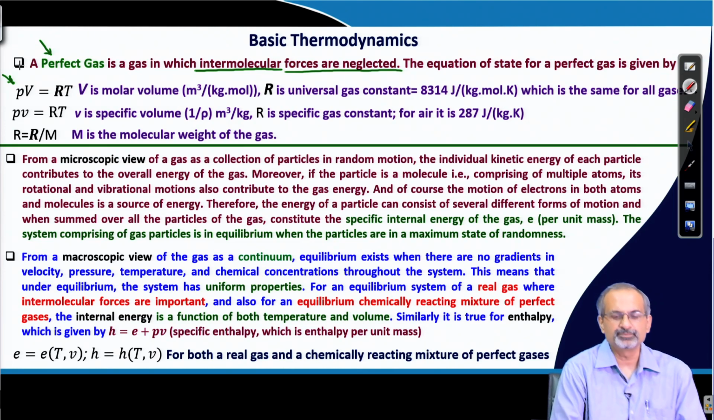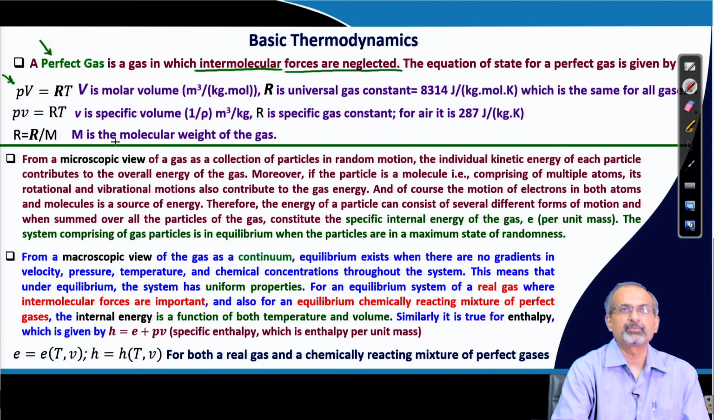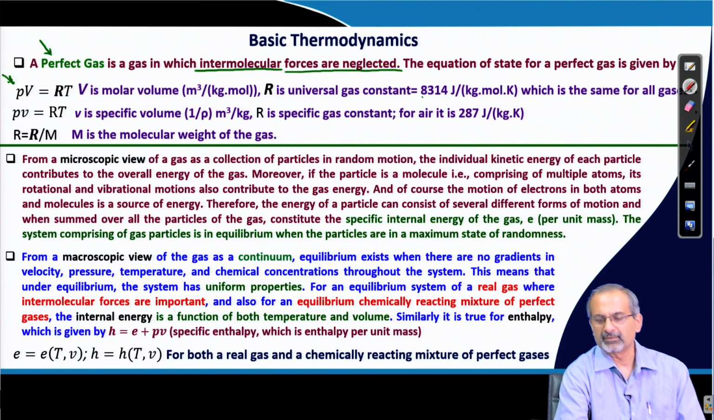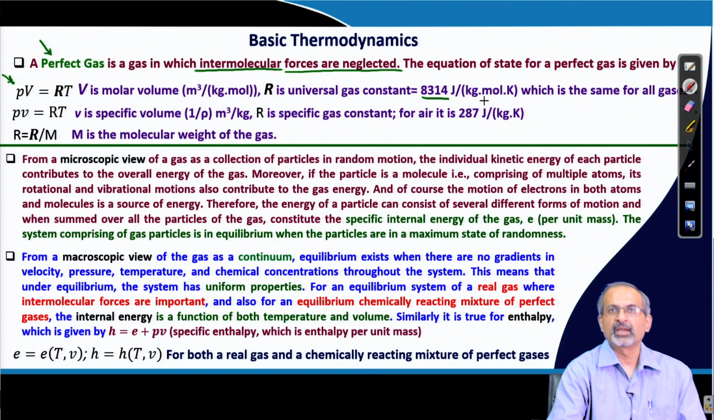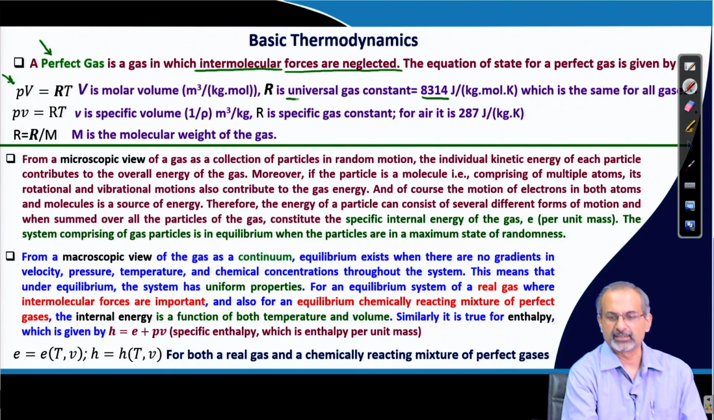So, the first form is P capital V is equal to bold R into T. This is the nomenclature we are following here. Where capital V is molar volume, its unit is meter cube per kg mole, and bold R is the universal gas constant, which is given by the value 8314 joule per kg mole Kelvin, and which is incidentally the same for all gases, that is why universal.